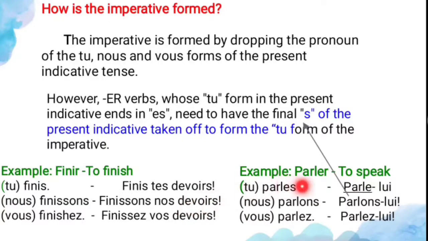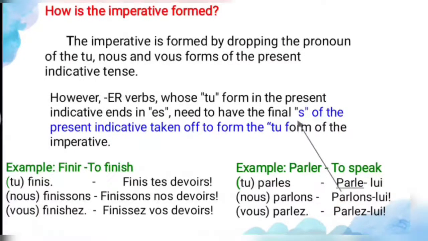And next move to the second verb, that is parler. Parler means to speak. So tu parles, nous parlons, vous parlez. So parle-lui, speak to him. And parlons-lui, so let us speak to him. And parlez-lui, speak to him. So, and what is the formation for the imperative?